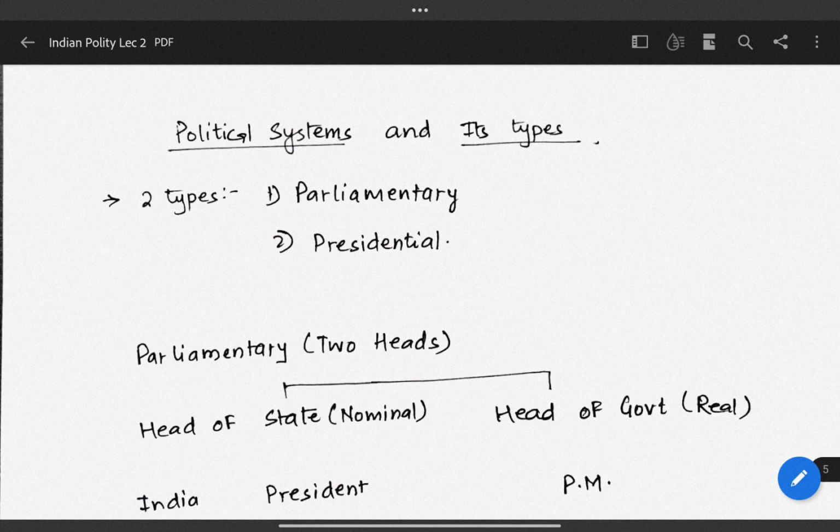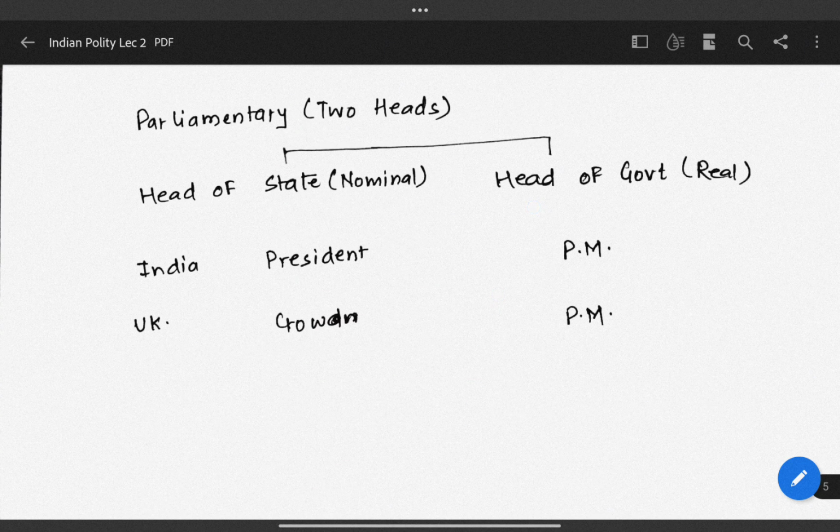In India, the head of state is the president and the head of government is the prime minister. Similarly, in the UK, the head of state is the Crown and the head of government is the PM. The members of the executive must be members of the legislature. The next point is the executive is responsible to the legislature, especially to the lower house. We should know what is the lower house. In India, the lower house is Lok Sabha, the most popular house.